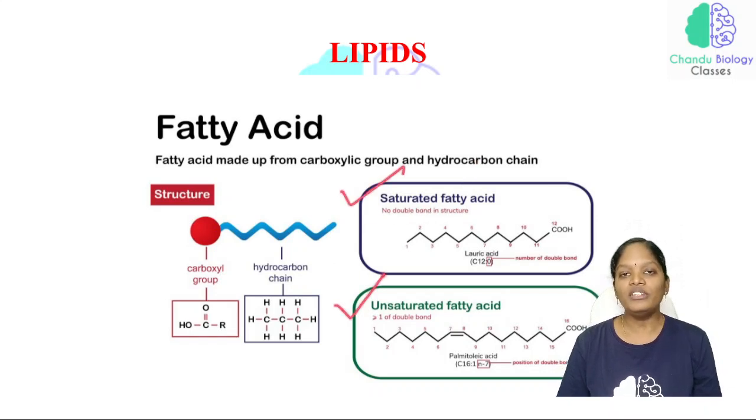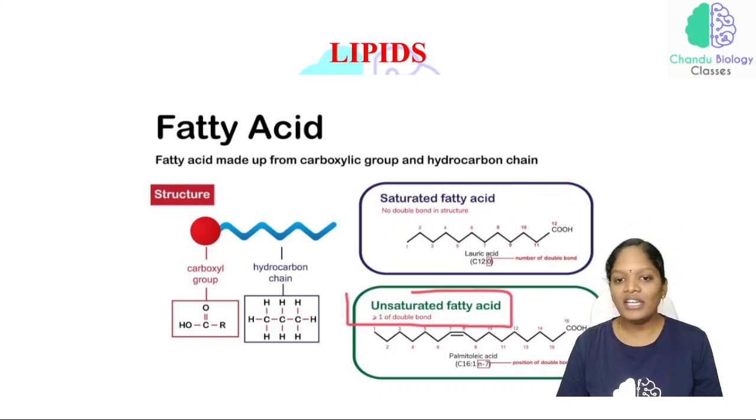Now just look at this picture. We have two different types of fatty acid: one is saturated fatty acid and the other is unsaturated fatty acid. In a saturated fatty acid, we do not have any double bond or triple bond in the structure. In an unsaturated fatty acid, there will definitely be a double bond, but not only at one place. It may be at one or more places.